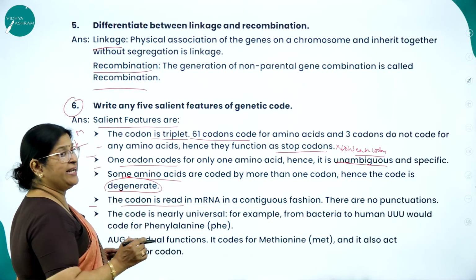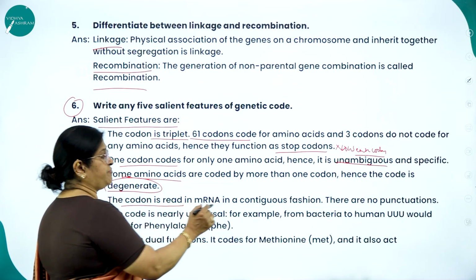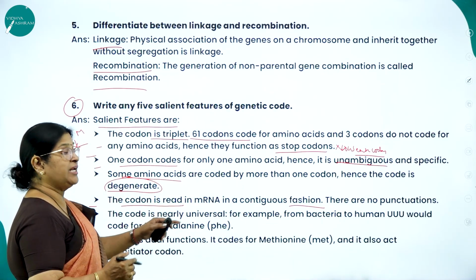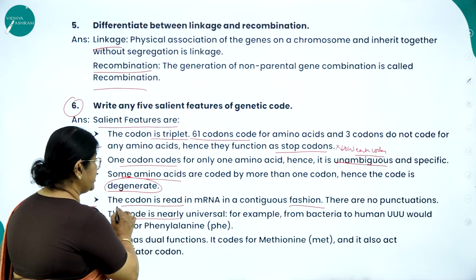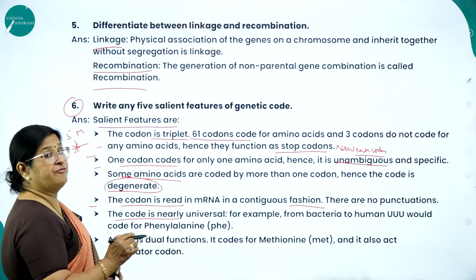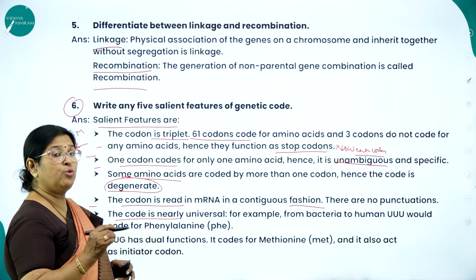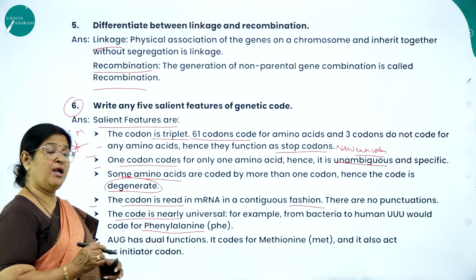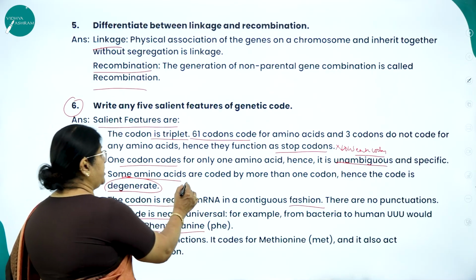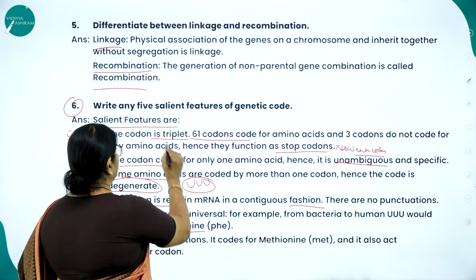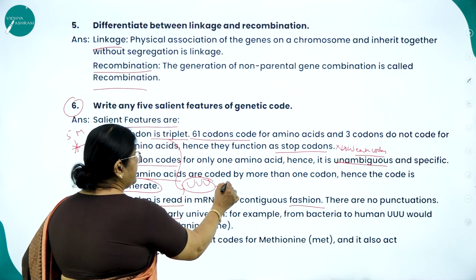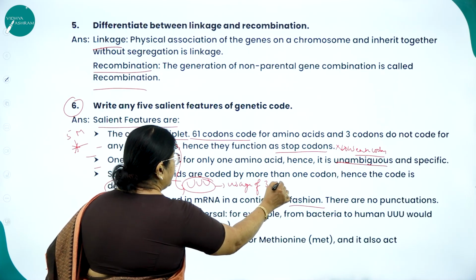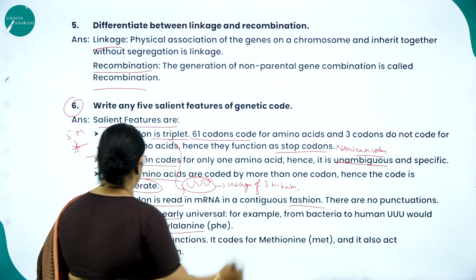The codon is read in mRNA in a continuous fashion. There are no punctuations. The code is nearly universal. For example, from bacteria to human, UUU would code for what? Phenylalanine, an amino acid called phenylalanine. So here UUU is a triplet codon, a usage of 3 nitrogenous bases.